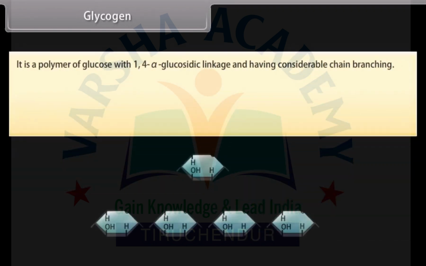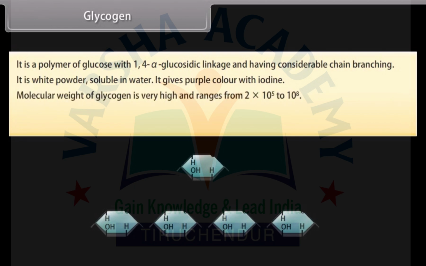It is a polymer of glucose with 1,4-alpha-glucosidic linkage and having considerable chain branching. It is a white powder, soluble in water. It gives a purple color with iodine. The molecular weight of glycogen is very high and ranges from 2 times 10 raised to the power 5 to 10 raised to the power 8.